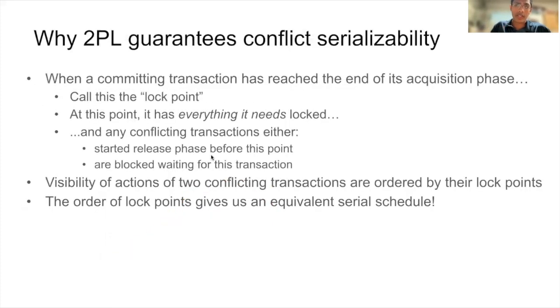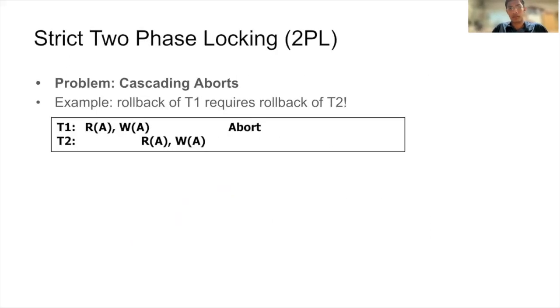And by ordering transactions by that lock point, we would get a serial schedule, an equivalent one, rather. Now, two-phase locking is nice, but it's not perfect. And there's some problems here. For example, there could be the issue of cascading aborts. Let's go through an example.